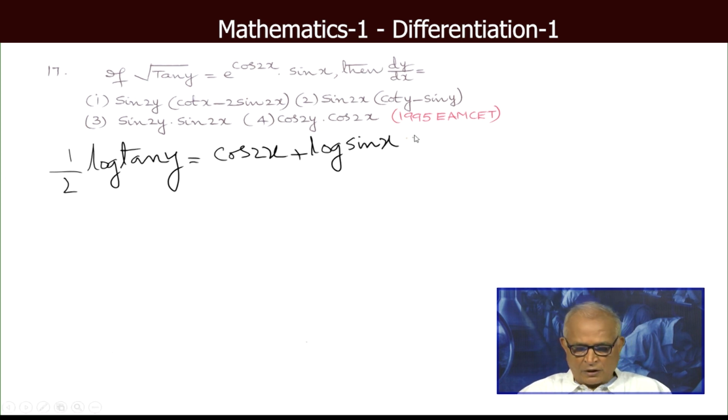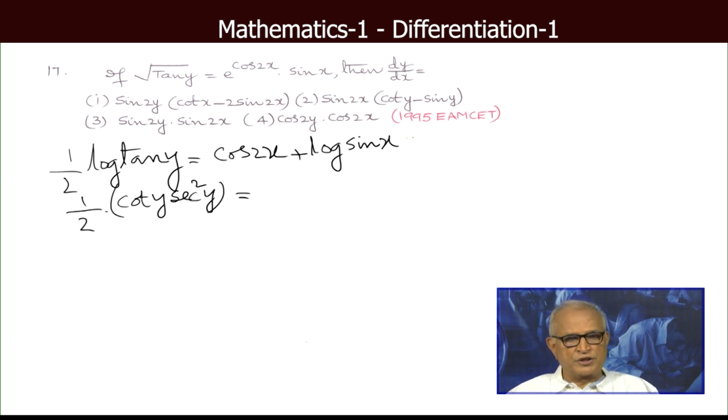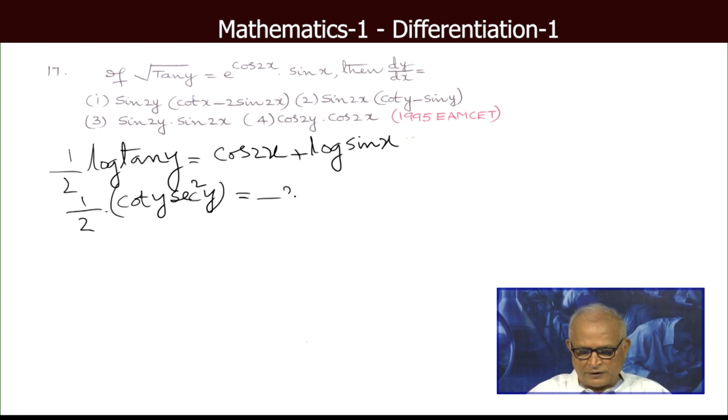Okay. Now let us go for the term by term differentiation. అంటే ఒక్కొక్క టర్మ్ని లెఫ్ట్ హ్యాండ్ సైడ్, రైట్ హ్యాండ్ సైడ్ రెండు సైడ్స్లో ప్రతి టర్మ్ని కూడా with respect to x డిఫరెన్షియేట్ చేద్దాం. 1/2 of log tan y: derivative of log tan y is 1 by tan y, which is cotangent y, into derivative of tan y, secant square y. Then cos 2x into minus 2 sin 2x, plus log sin x, 1 by sin x into derivative of sin x, cos x by sin x, cotangent x.